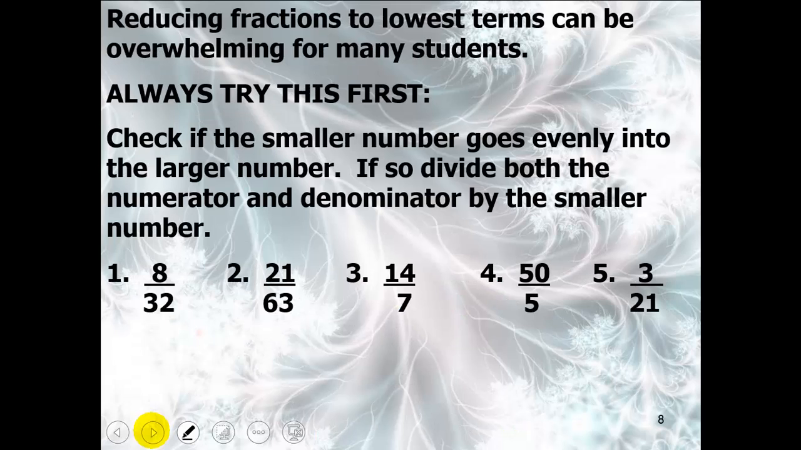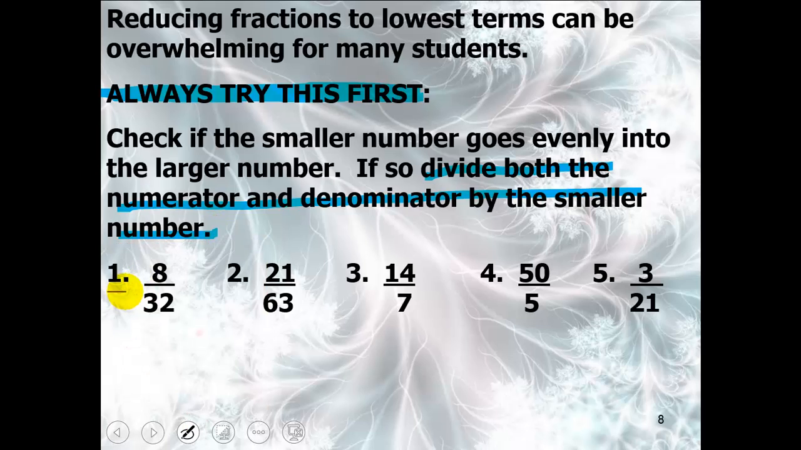Reducing fractions, I'm going to show you 2 techniques. I always want you to try this method first because if this works, this is your easiest way of reducing your fraction. Regardless of where the smallest number sits, whether it sits on top in the numerator or on the bottom in the denominator, check to see if the smaller number goes evenly into the bigger number. If it does, then divide both the numerator and the denominator by the smaller number. So let's see what that means, all right?